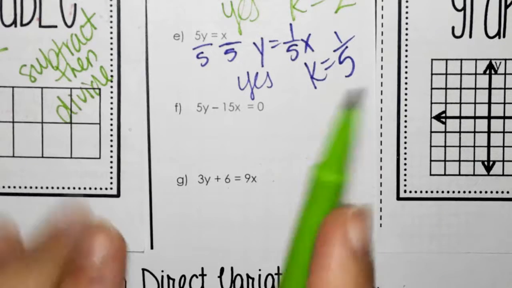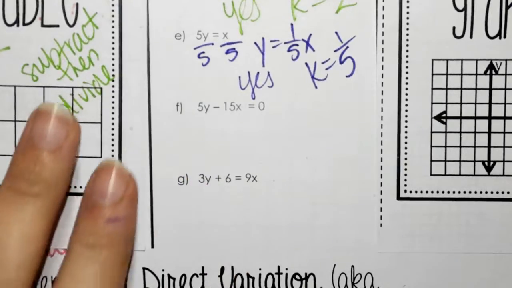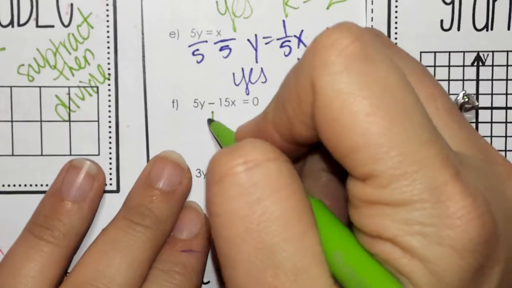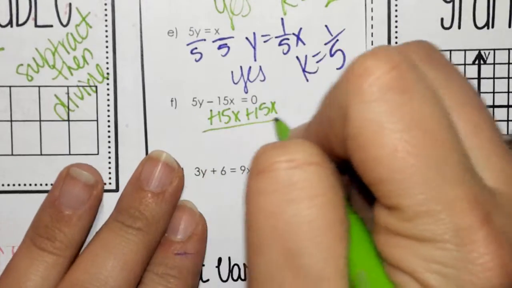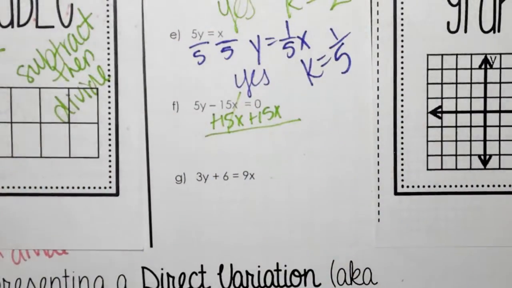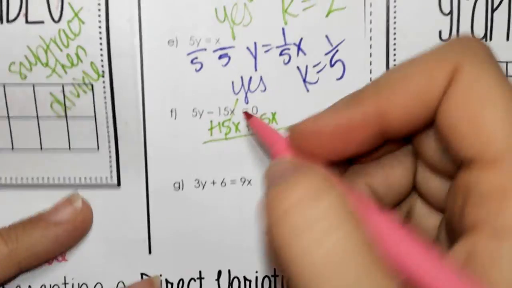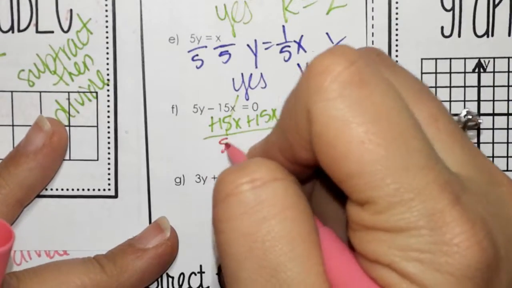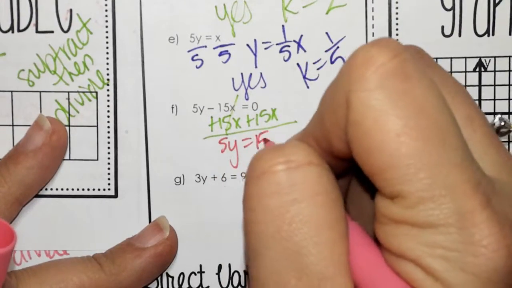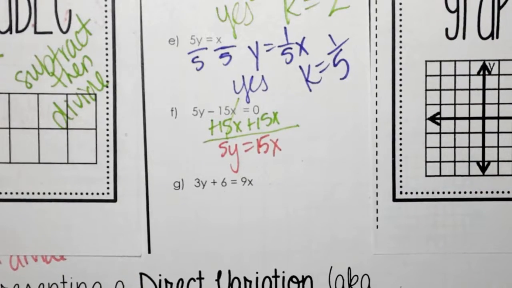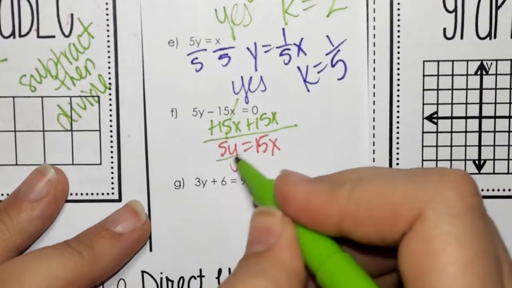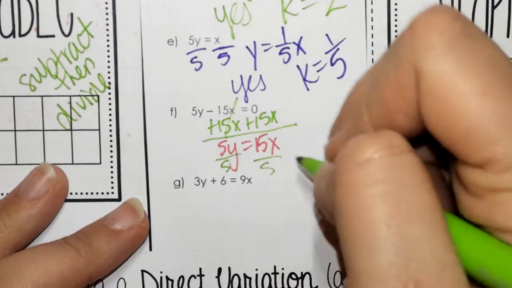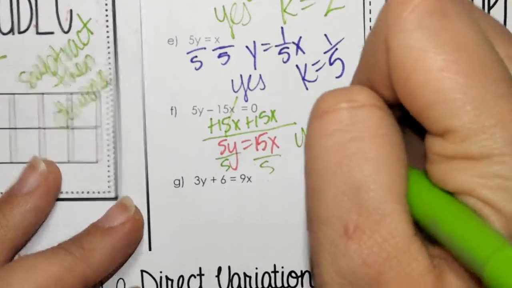We're trying to get everything away from Y, so how would we get... You would add 15x. Because we're trying to get everything away from Y, so we add 15x. That leaves us with 5y equals 15x. And what do we do from here? Divide by 5. Awesome. So y equals 3x.